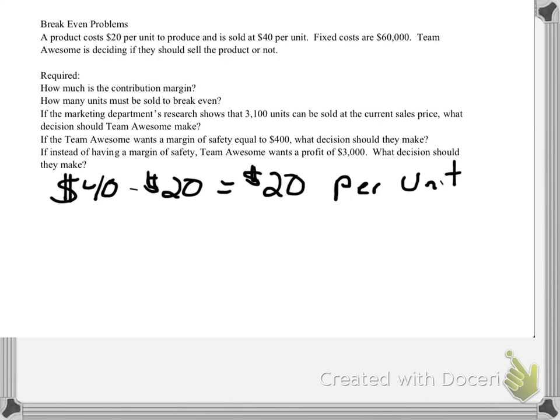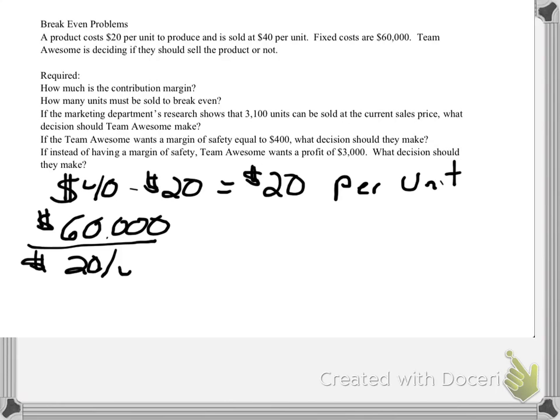The second part of the problem says how many units must be sold to break even. Well, that's the fixed cost divided by the contribution margin. So you've got $60,000 as fixed cost, and you're going to divide that by $20 contribution margin per unit. That turns out to be 3,000 units.